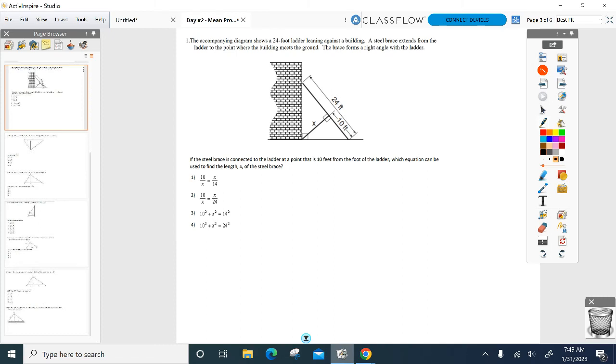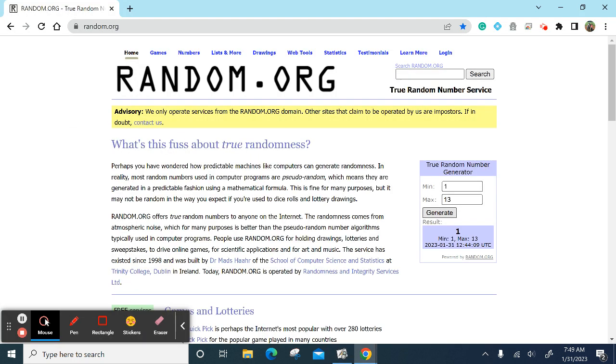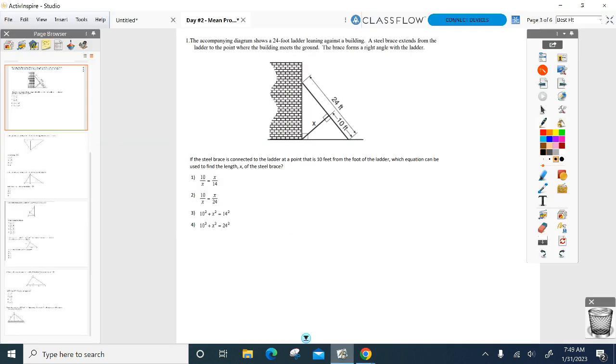All right, let's start with number one here. Which equation can be used to find the length of X, the steel brace? What is X, by the way? What do we call that, as far as Hills and SAS go? X is an altitude, right? How do we find altitudes using SAS?